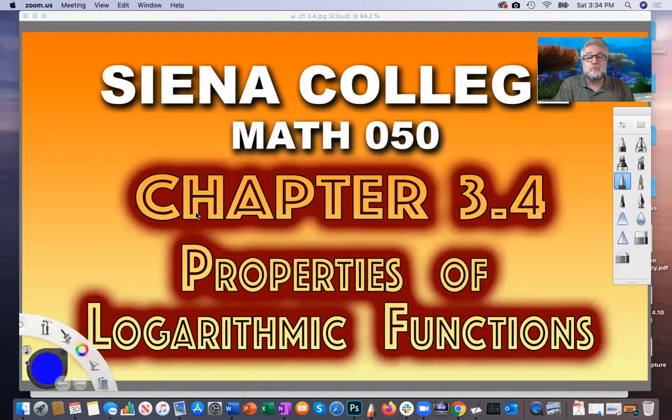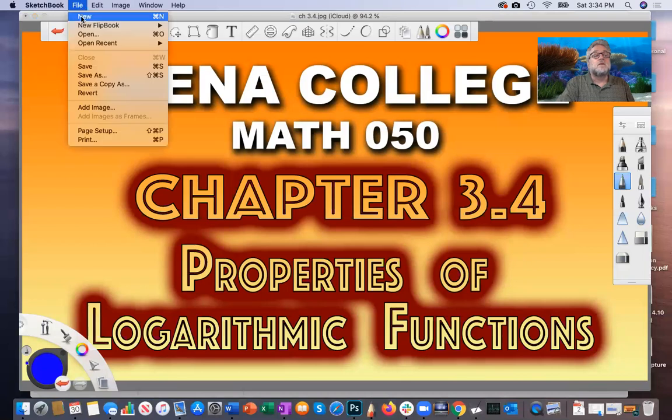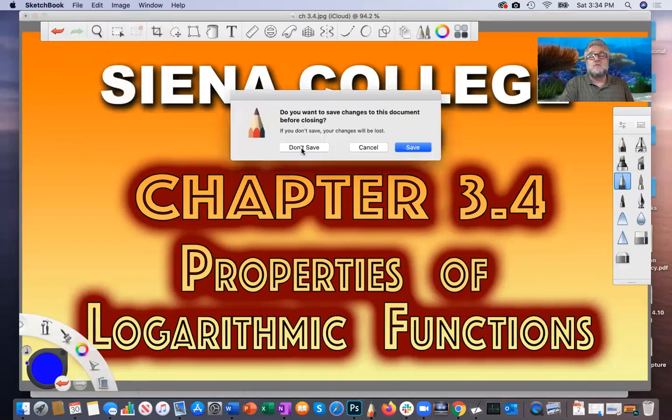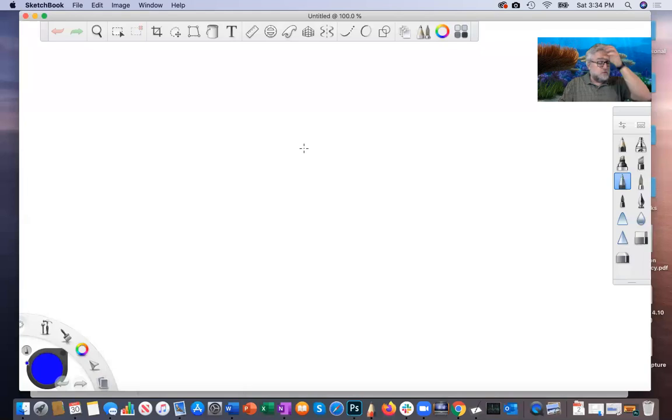We're going to do chapter 3.4, which is properties of logarithmic functions. You learned some of the properties about the secret Cheverton recipe, but now we're going to learn how to use different properties of logarithmic functions and how we can use those to solve problems. So let's get a new page.